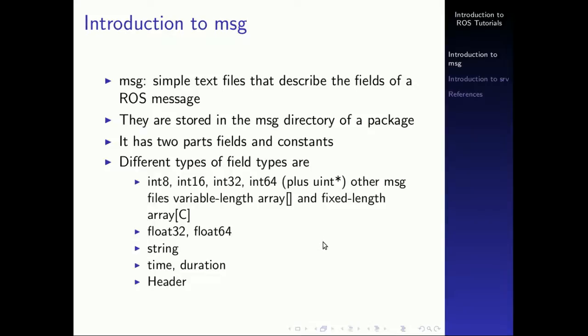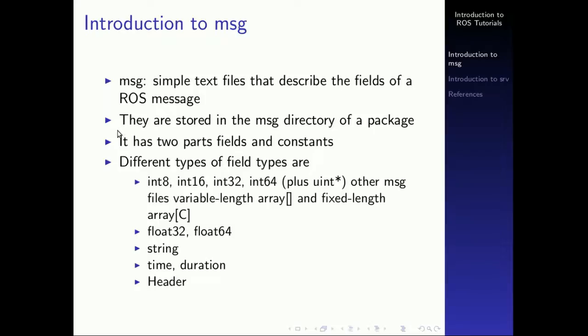ROS uses a simplified message description language for describing the data values that the ROS nodes publish. This description makes it easy for ROS tools to automatically generate source code for the message type in several target languages. Message descriptions are stored in .msg files in the msg subdirectory of a ROS package.